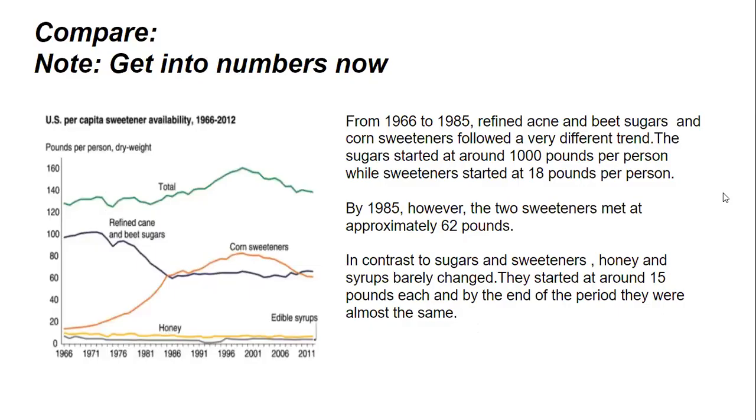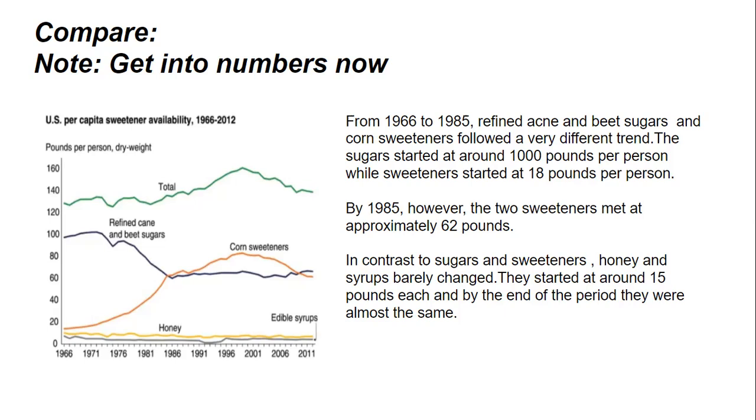Now we move on to the third paragraph where you have to compare. And here you're supposed to write the numbers now. Earlier, I told you no numbers, but now in the third paragraph, you have to write the numbers. Let's see what trends are going on basically. If you see the last thing, honey and edible syrups, they are relatively the same throughout the time period. There's no change. Then the corn sweeteners and the refined cane beet sugars show opposing trends, right? And then they meet at a point here. And we have the total here that you can see very well.